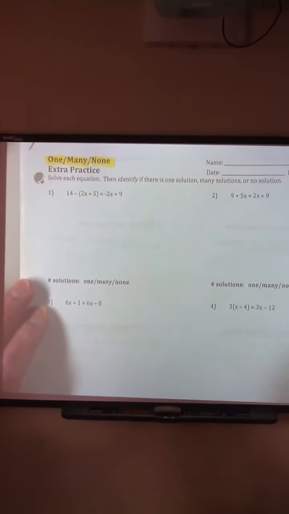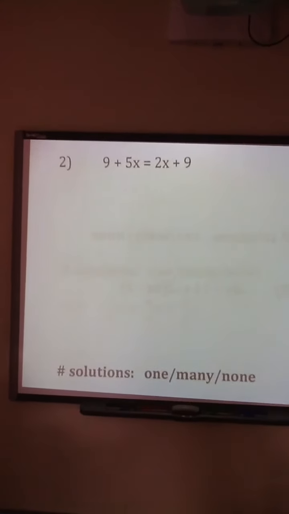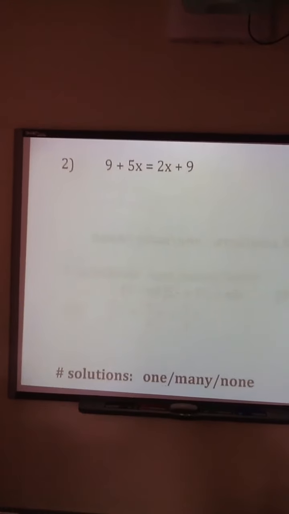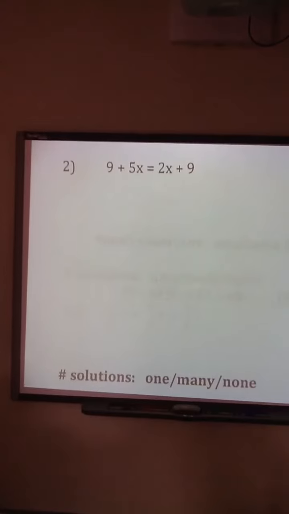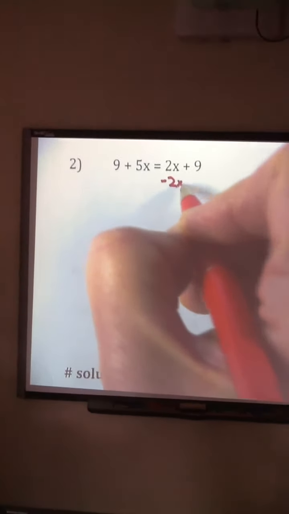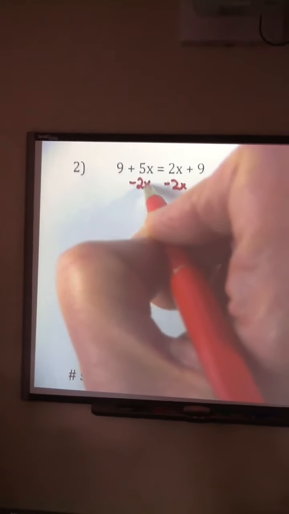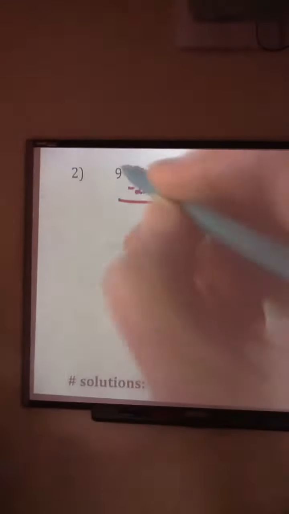So we're going to start with problem number 2. Problem number 2 is an equation in which the variables are on both sides. So we are going to get the variables together on one side and the numbers together on the other. So we would start by subtracting 2x from each side of the equation. By doing that, we will be left with the number 9.